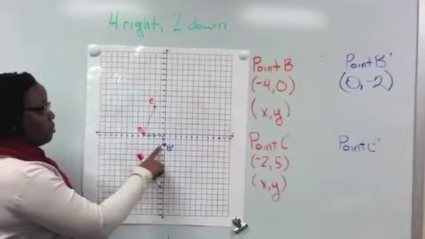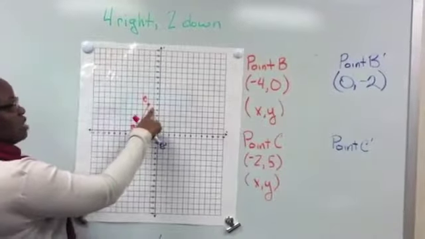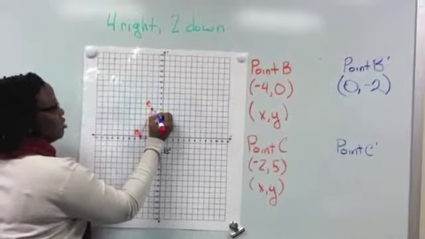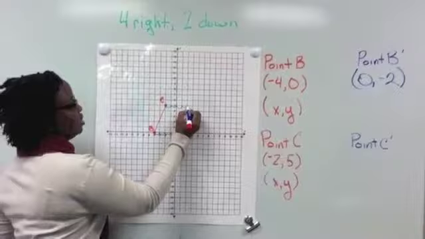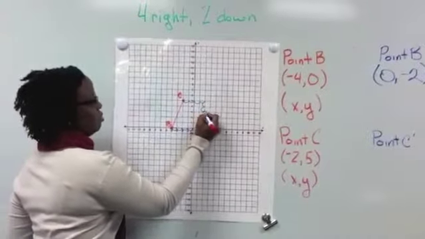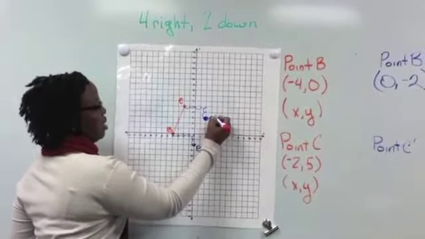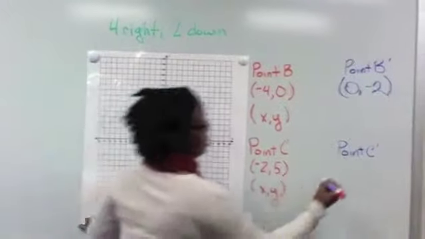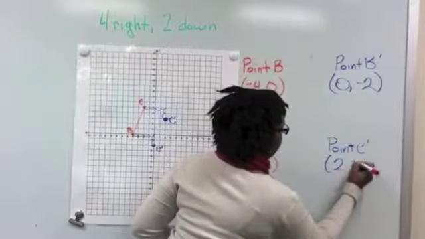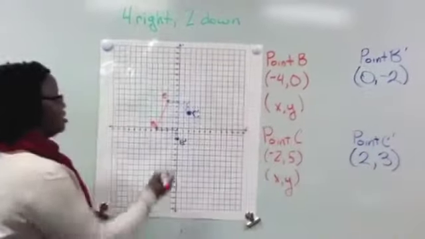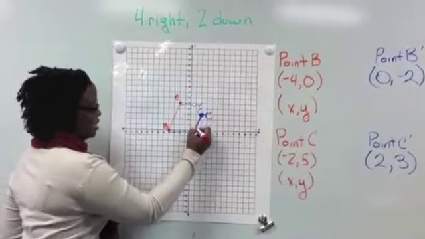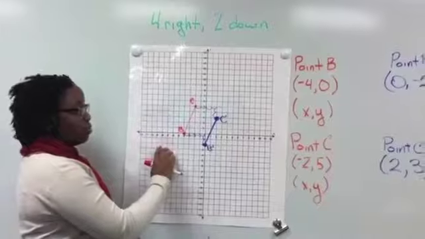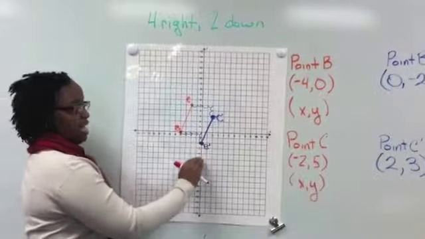Now that's only point B that's been translated. Now I need to do the same thing for point C. I'm going to take point C and move it 4 to the right, 2, 3, 4, and 2 down, 1, 2. And so here's C prime. Now let me get those coordinates. So 2, and then up 3. And so here is our translated line segment BC. Notice that both points moved to the right and down.